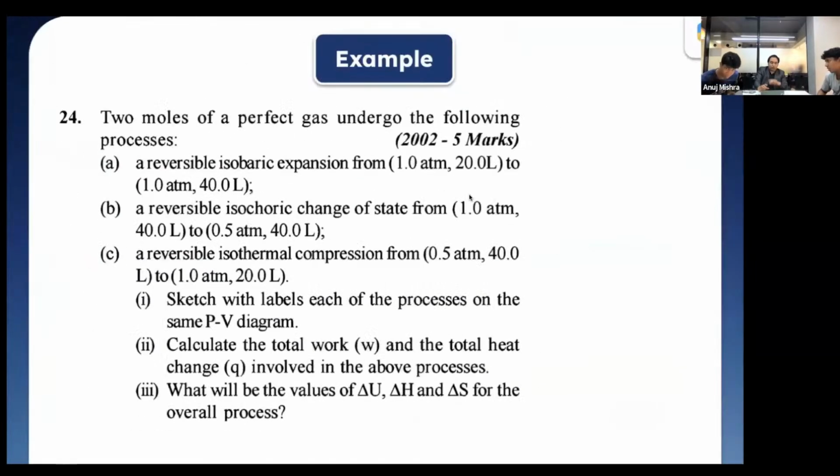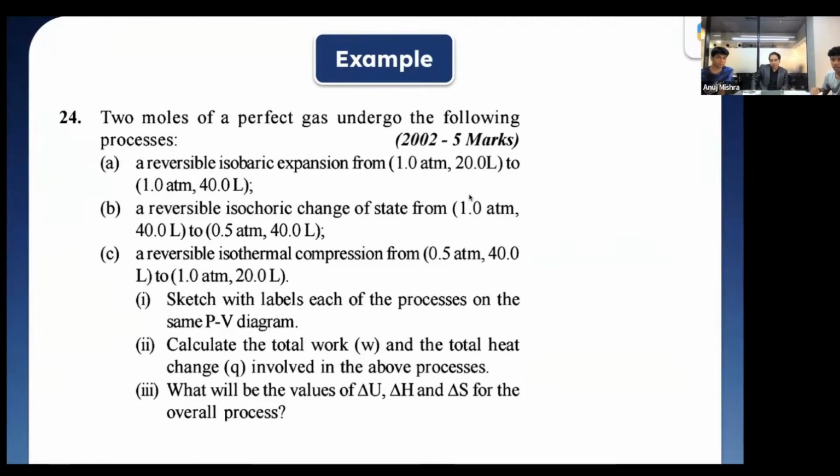ट्राई 2002 5 मार्क. इसको आराम से करना. अच्छा क्वेश्चन है. Give some time. Take some time. Do it properly. आराम से एकदम. Ideal. Okay. 2 moles of an ideal gas undergo the following processes. Number 1, a reversible isobaric expansion from 120 liter to 140 liter.